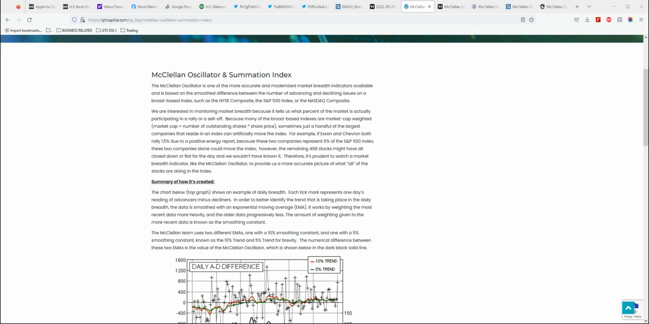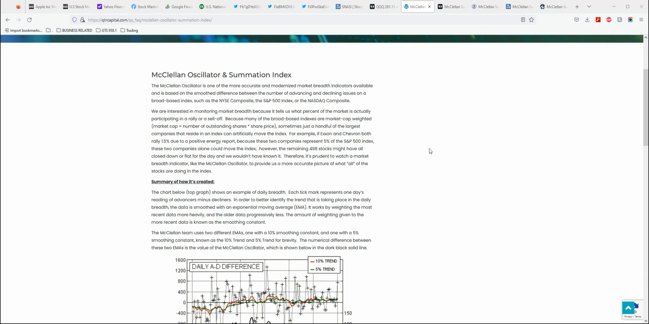Today, we're going to be talking about the McClellan Oscillator and Summation Index: what it is and what exactly its purpose is. The McClellan Oscillator is one of the most accurate and modernized market breadth indicators available, based off the smooth difference between the number of stocks that are advancing and stocks that are declining, selling off on the broad-based indexes such as S&P, NASDAQ, IWM, Dow Jones Industrial, or for example, NYSE.